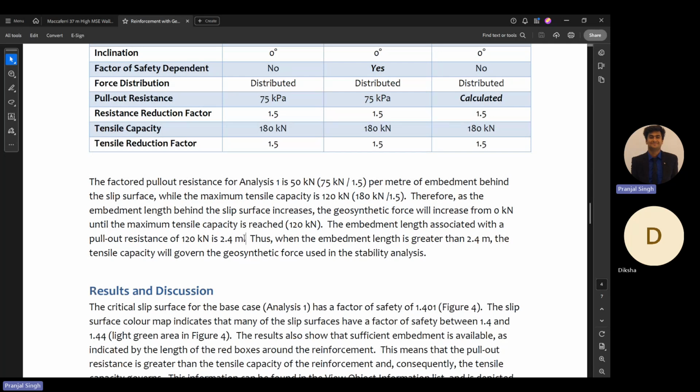Because if it is greater than 2.4 meters, the value will exceed, say, up to 150 kilonewtons, but the maximum tensile capacity is only 120 kilonewtons. So this tensile capacity will govern rather than this value. So it is advisable that we design our reinforcement such that we at least get 2.4 meters. Otherwise, if this value is less, then the contribution of the reinforcement would actually decrease below 120 kilonewtons.